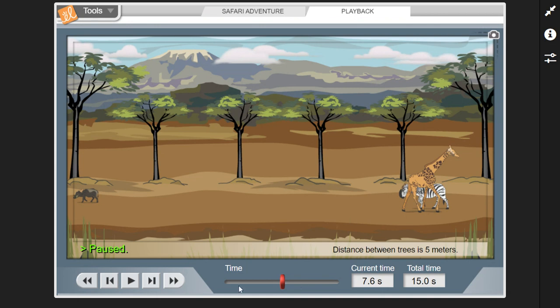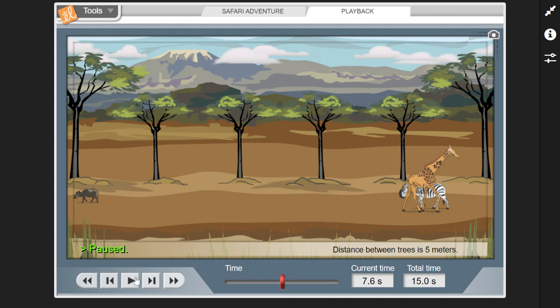The time is, let's see, we started at 2.6. Let me get my calculator out. We ended at 7.6, and we started at 2.6, so we subtract those numbers, and we had 5 seconds. Oh, so this one's easy. All we do is 5 was our distance, 5 meters, divided by our time, which was 5 seconds. And so we have 1.00 meters per second. So that zebra is going a little slower than the giraffe.